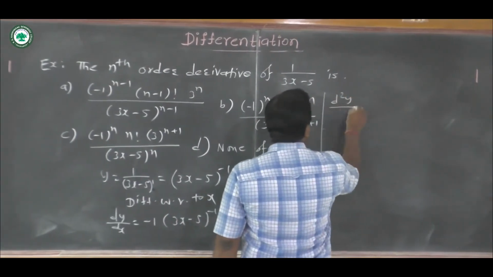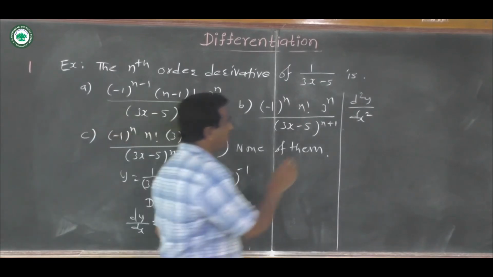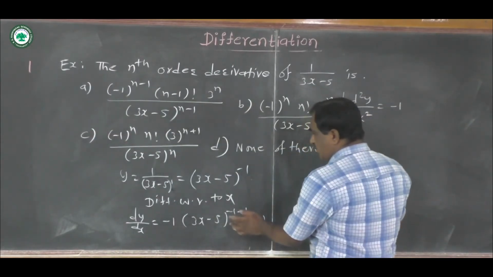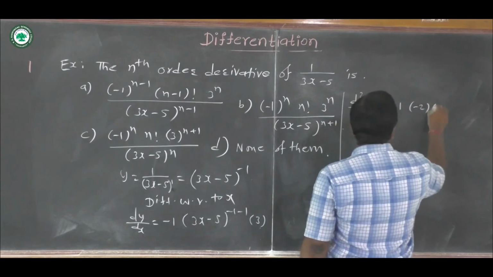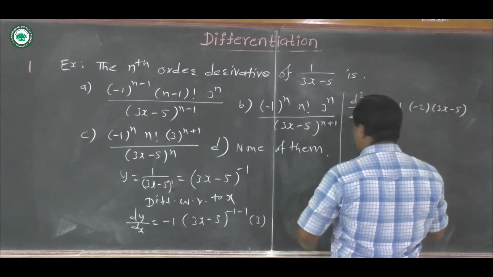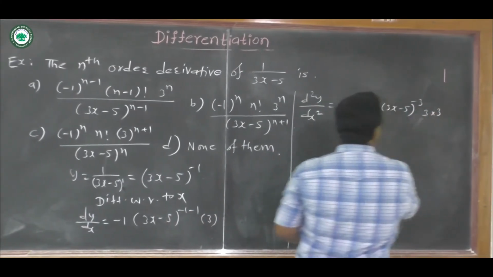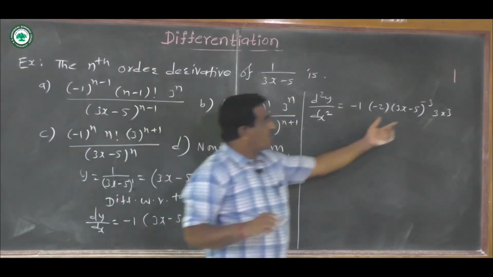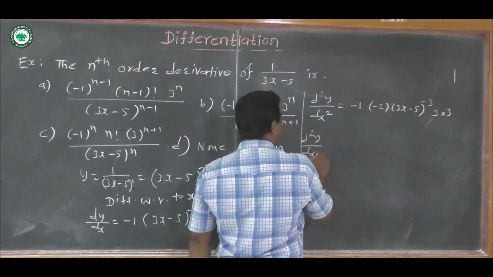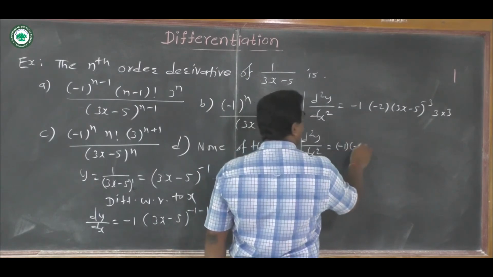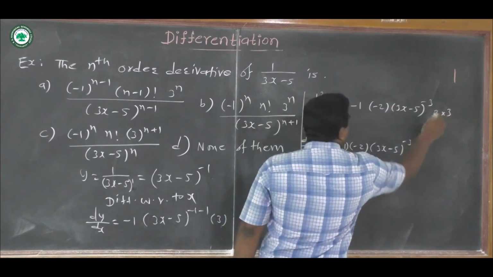Again differentiate this equation with respect to x, d square y by dx square. The 3 stays as it is, minus 1 into minus 2. The derivative of (3x minus 5) raised to minus 2 is minus 2 into (3x minus 5) raised to minus 3, into 3. So d square y by dx square is equal to minus 1 into minus 2 into (3x minus 5) raised to minus 3 into 3 raised to 2.